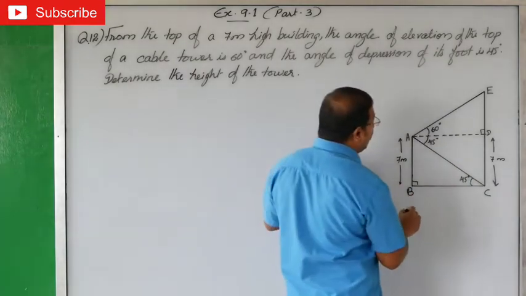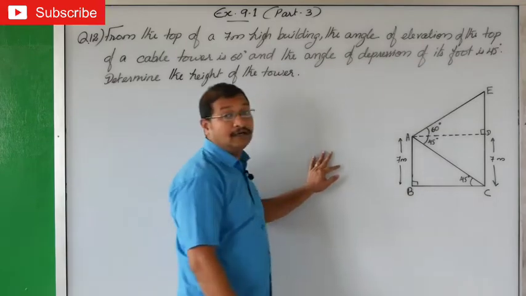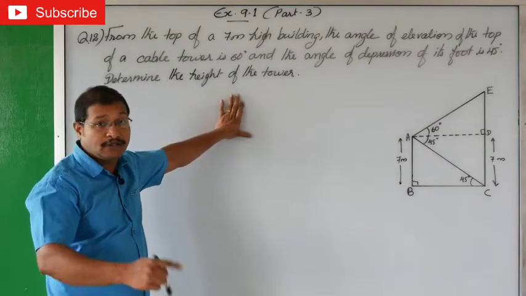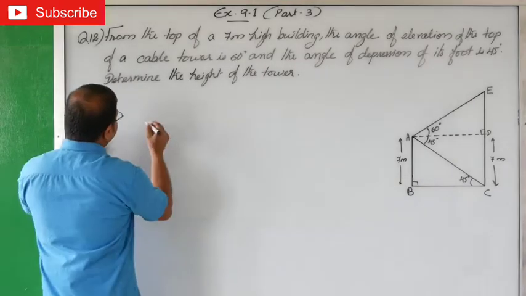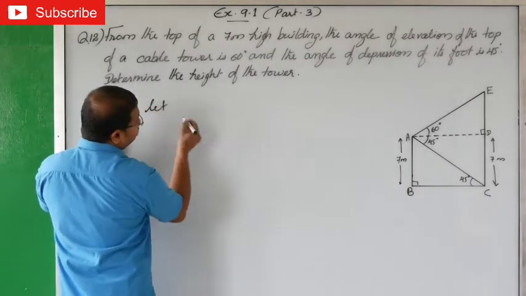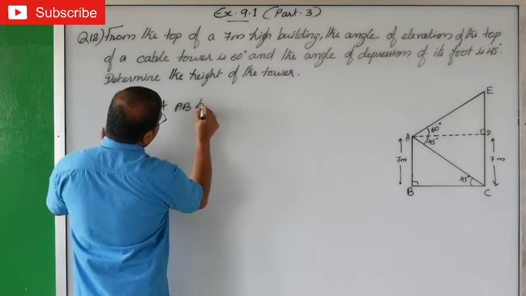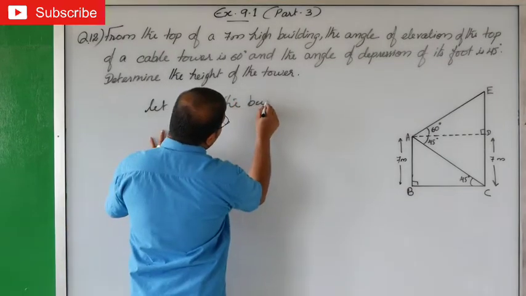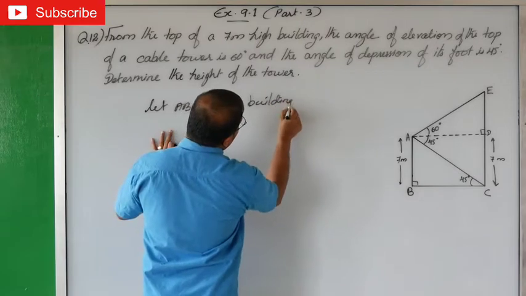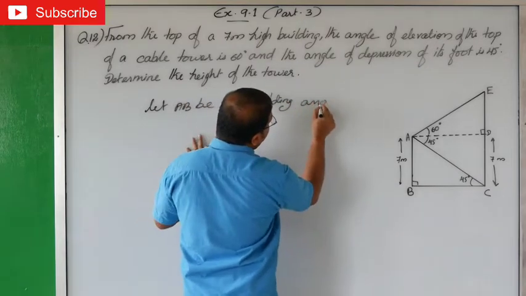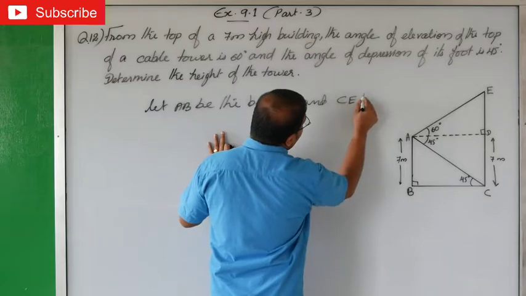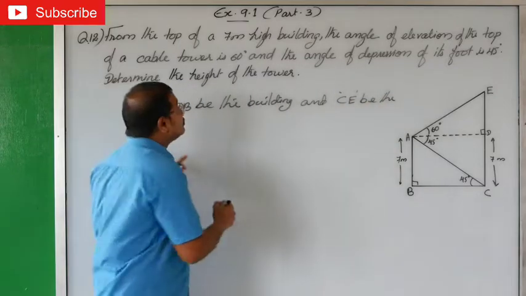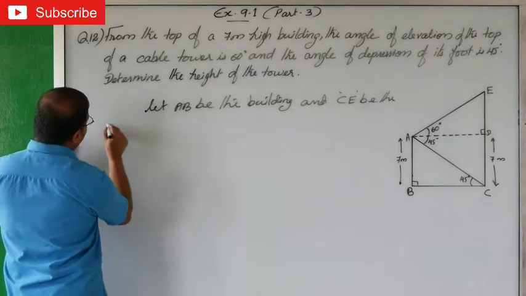Ready? Now what do you want to find out? Find out the height of the cable tower, or the height of the tower. So let's start the work now. First we'll write, let AB be the building and CE be the tower.